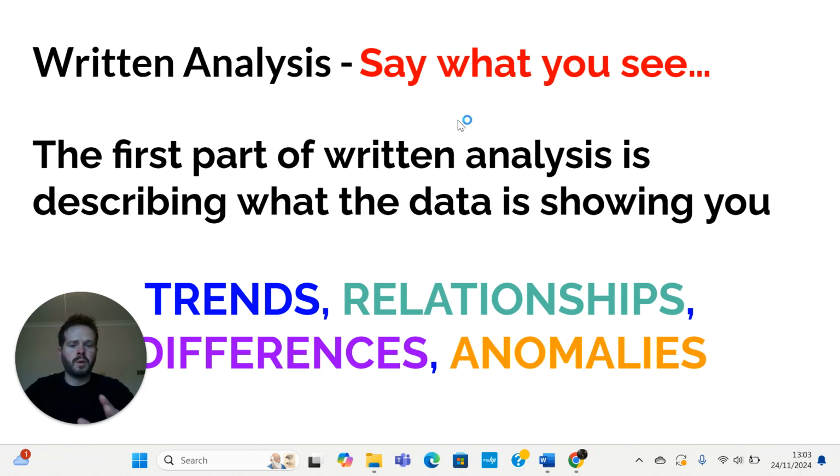Essentially, what we're doing here, we're establishing: do we see trends? Do we see relationships? Do we see differences? Do we see any anomalies? It's descriptive in the first instance. Also we're saying if we don't see trends, if we don't see relationships, if we don't see differences, if we don't see anomalies, it's basically saying what we see or what we don't see. And you can also say that we do see this, but we don't see this. Okay, it's establishing what the data is telling us. It's nice and simple. So it's descriptive. We're not going into much depth at this stage.